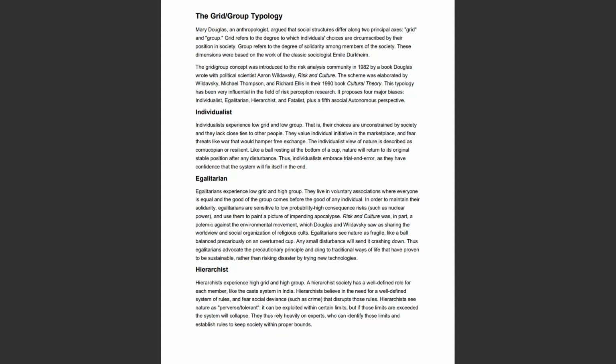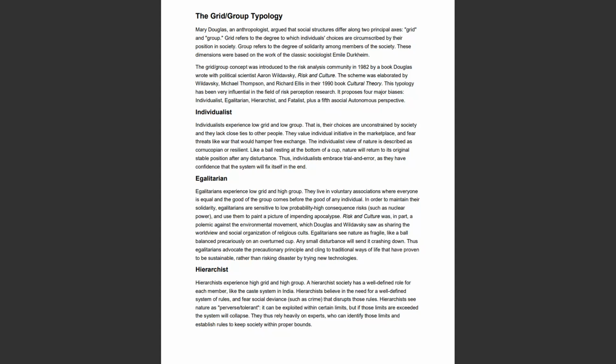Remember, grid refers to the degree to which individual choices are circumscribed by their position. So being low on grid means it's not really depending upon their position. They don't really give a lot of attribution to that. And low on group, which is a degree of solidarity. If you think about it, the term individualist makes sense. The person does not see themselves as pertaining to a certain position in the group that requires them to do anything, nor do they see a lot of solidarity amongst the group.